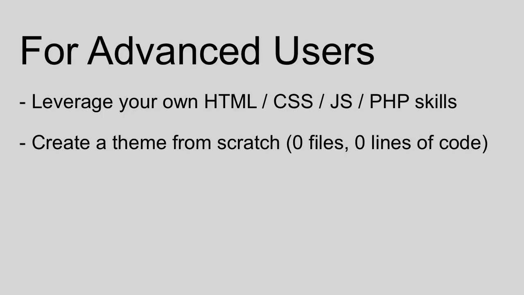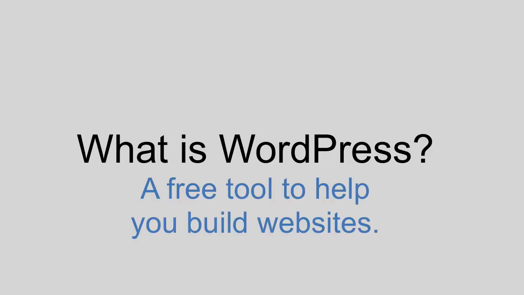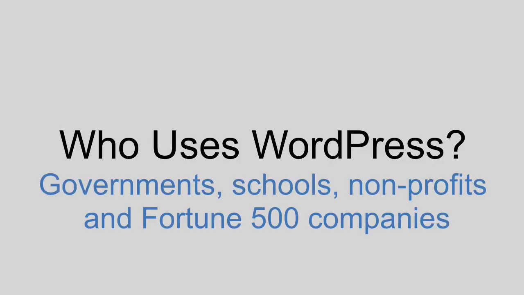Now, before we get started, let's spend about a minute to review what WordPress is and why we're so excited to be using it. So, what is WordPress? Well, WordPress is a free, open source web publishing system, which is just another way of saying it's a free tool to help you build websites. So, who uses WordPress? Perhaps you've heard that it's used by small businesses or for personal blogs, but it's also used by governments, schools, nonprofits, and Fortune 500 companies. Which means WordPress is for everyone.